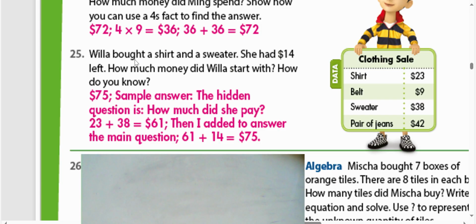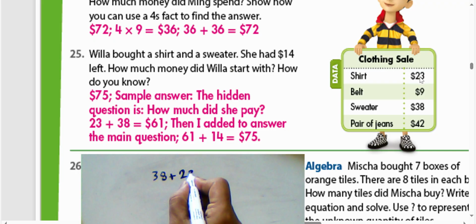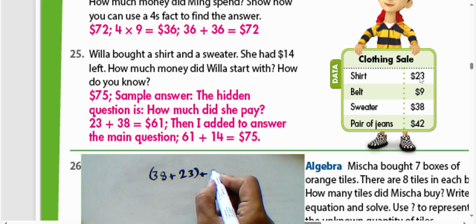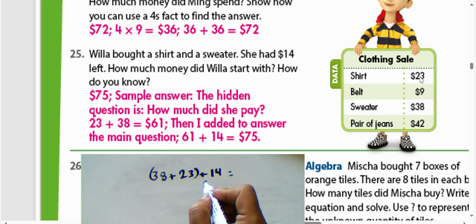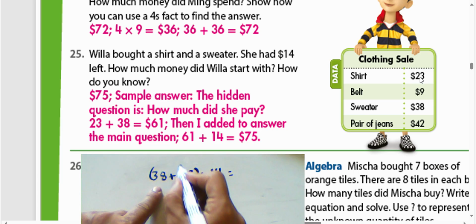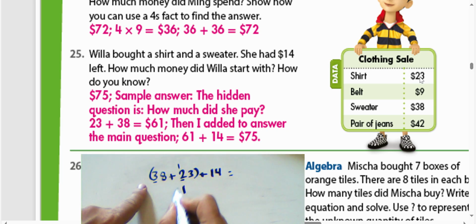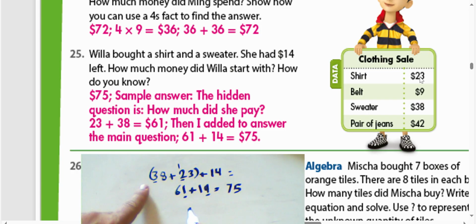Because she bought a shirt and a sweater, we can write the price of the sweater, 38, and the price of one shirt equals 23, and then add 14 because $14 was left with her. 3 plus 8 equals 11, write 1 and carry 1. 2 plus 1 is 3, 3 plus 3 is 6. 61 plus 14: 4 plus 1 is 5, 6 plus 1 is 7. The result will be $75 with her.